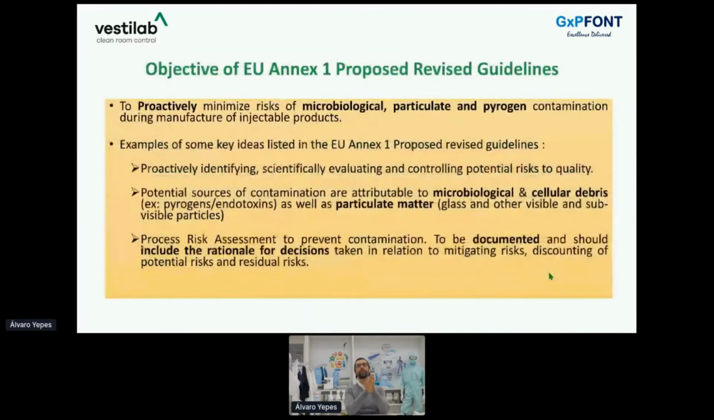So what is the key situation in terms of particle, microbial, and pathogen contamination? First of all, we need to make sure we have a rationale for all the decisions we take in terms of particle and process contamination, but also microbial contamination. And we also need to be sure we are evaluating this risk holistically, which, for the very first time, also clearly includes pathogen and endotoxin as part of the risk analysis we need to take.